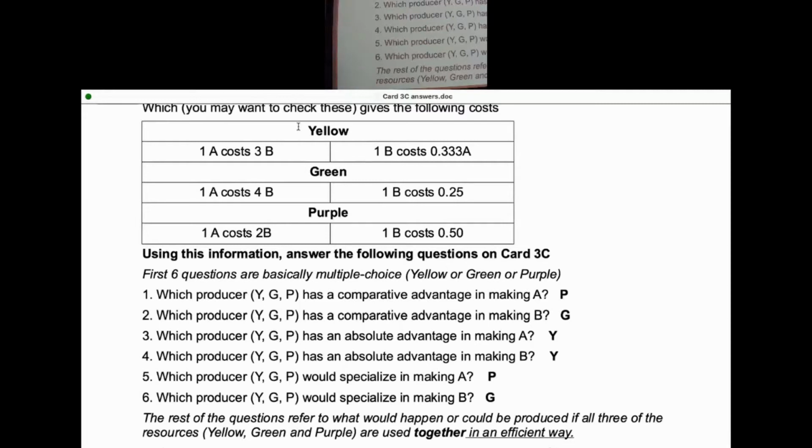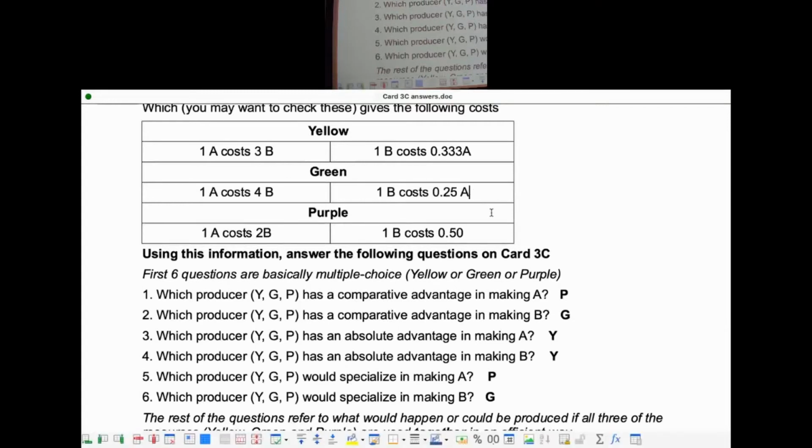The next one is which one has a comparative advantage of making B? The lowest cost of making B is green here because it only costs them 0.25 of an A to make a B. I didn't put that on there, but it's A's, right? I think it was on the sheet that you had, but I forgot to put that here. So it only costs 0.25 of an A for green to make a B. That's the lowest cost because that's lower than a third and it's lower than a half. So that's why that's green.